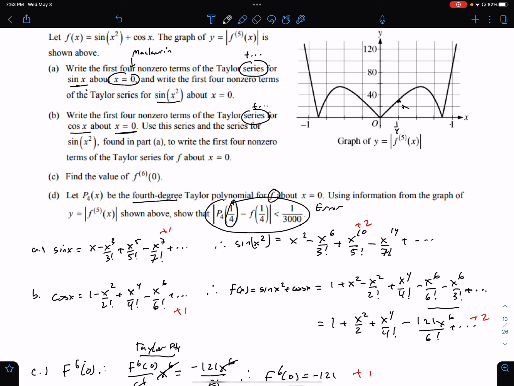Here is the value of the function, but I really don't know what that value is. I could probably estimate it at 35, but do I know for a fact it's going to be 35? And of course, the answer is no. So I'm going to look at the maximum possible value that I know it could be, and I'm going to go up to the nearest tick mark, which is at 40. So I am going to say that the maximum value of the 5th derivative is 40.